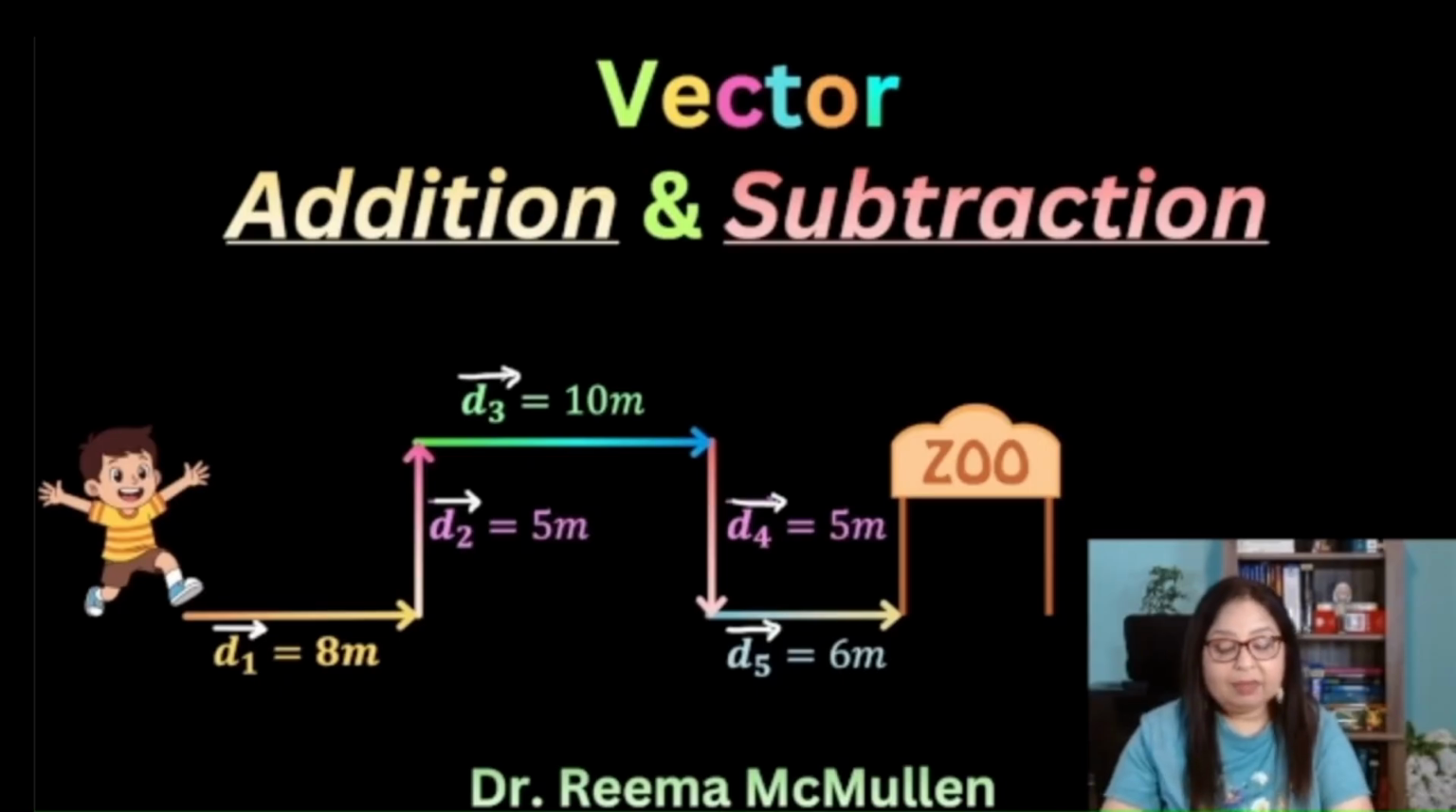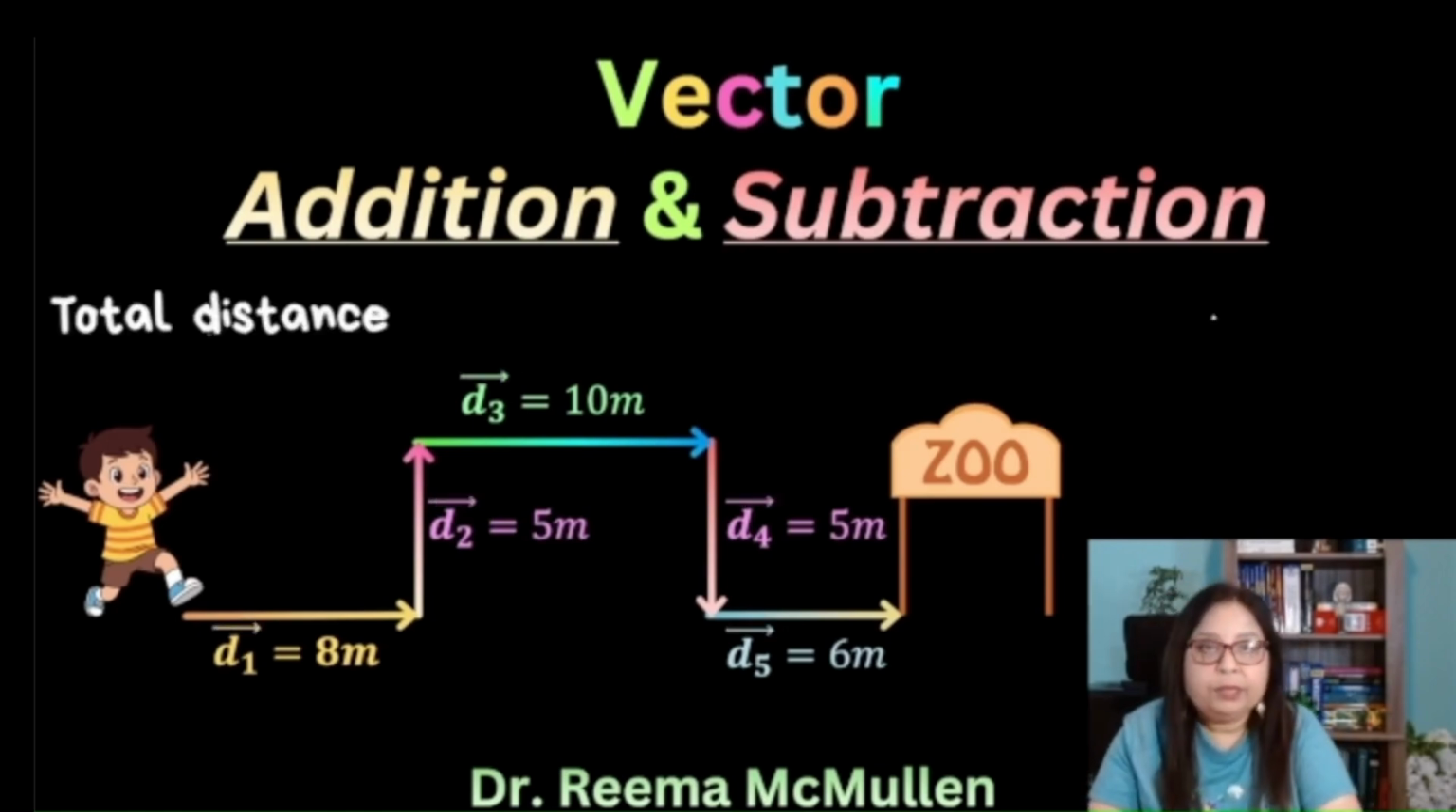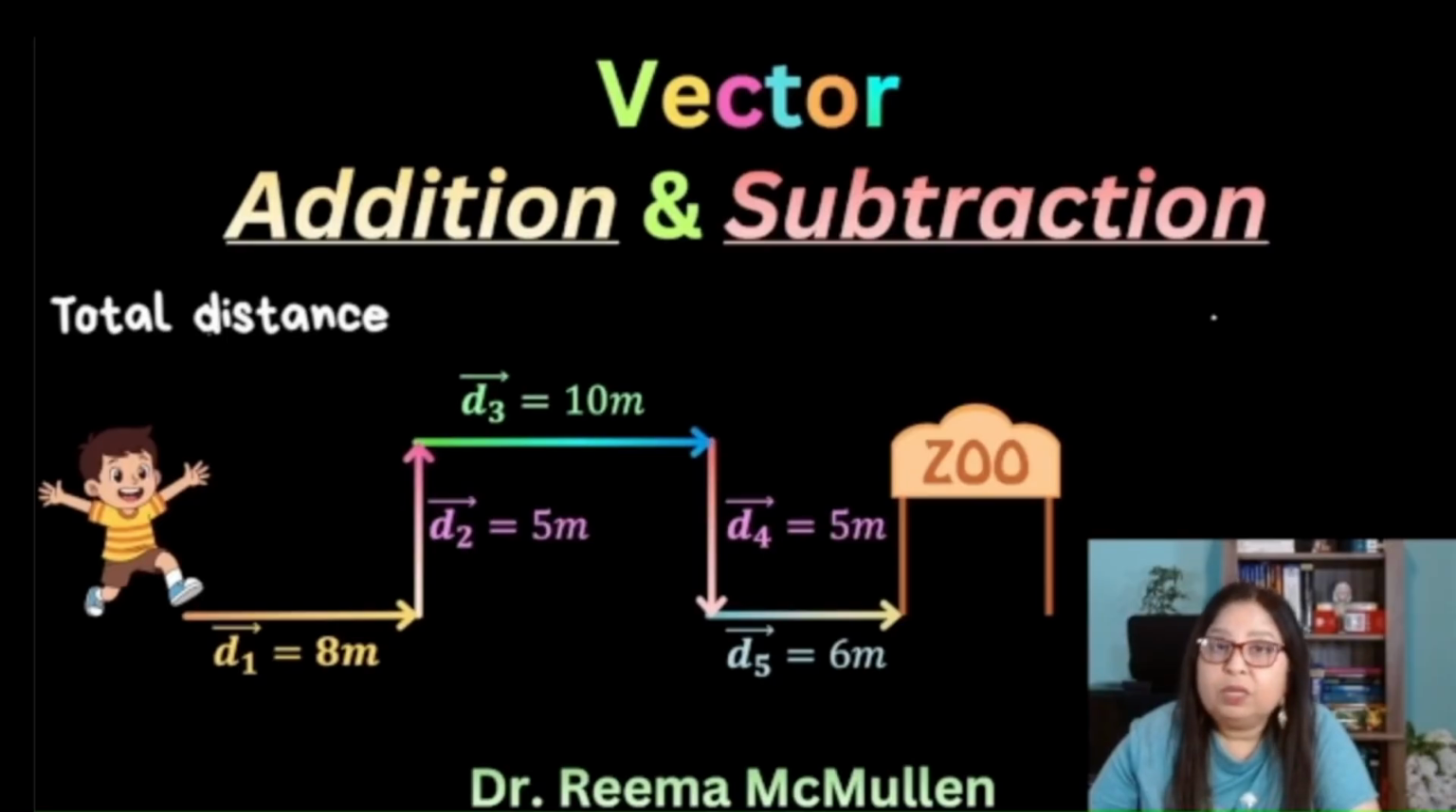So in this example, Tom is going from his car to the zoo along 5 straight path segments. So here's the question for you. What is the total distance traveled by Tom to go from his car to the zoo? Like you know, distance is a scalar quantity. It is the sum of all the path elements to go from some initial position to the final position.